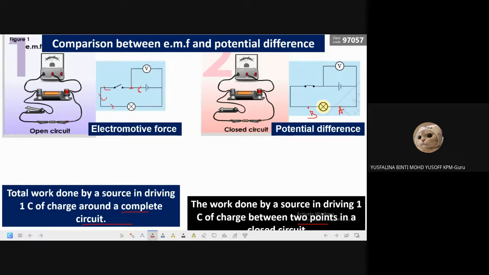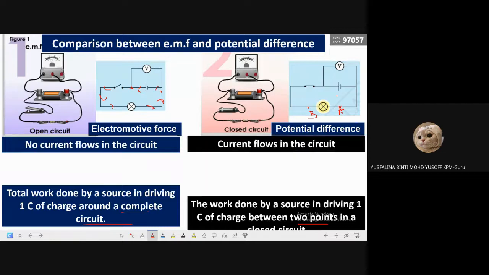So how much work is done to move 1 coulomb of charge from positive to negative, for the whole complete circuit? But for this one, how much energy you need, or how much work is done to move from A to B, that is the potential difference. It's not for the whole circuit, only from point A to B. All right, so that is the difference between the electromotive force and the potential difference.